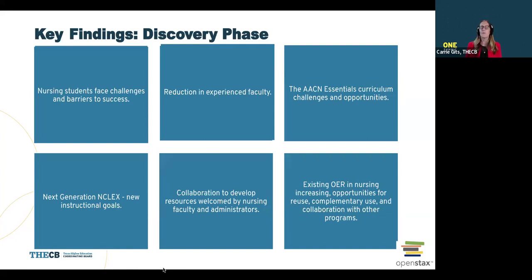And so what we discovered in the discovery phase were some key findings: like many students, nursing students face challenges from navigating complex degree programs, managing their priorities, and affording their course materials. We heard about the significant reduction in experienced faculty happening across nursing programs, and how administrators were already undertaking mitigation strategies. They were leaning into their strong networks and multi-institutional collaborations to build and bring success to not only their programs but their students.